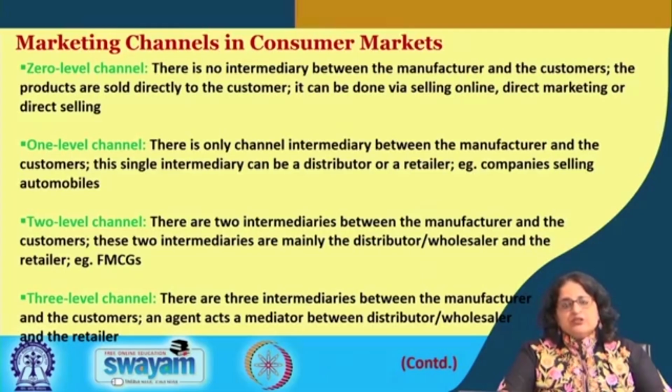So, these 2 intermediaries are mainly the distributor or the wholesaler and the retailer. For example, we see this in the case of fast moving consumer goods or FMCGs. And then you have the 3 level channel where there are 3 intermediaries between the manufacturer and the customer, and there is an agent who acts as a mediator between the distributor or the wholesaler and the retailer. So, you have these 3 intermediaries between the manufacturer and the customer. There could be a distributor, a wholesaler, a retailer, and in between the wholesaler and the retailer there is an agent who acts as a mediator, making it a 3 level channel.